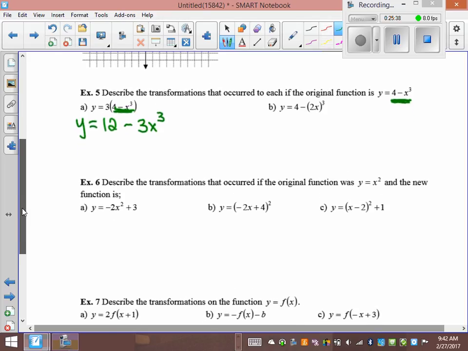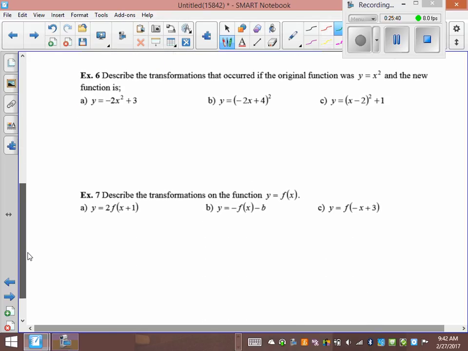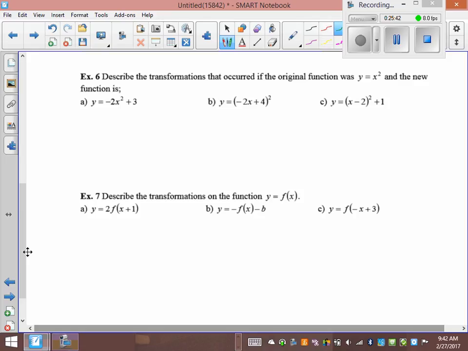So this is where we start combining them. So let's look at this. Describe the transformations that occurred if the original function was y equals x squared. So basic function. I don't have any vertical translations, anything on it, just basic function. So what's changed? This -2 in front and this 3. Okay, so let's start with stretches, then reflections, then translations. Are there any stretches? Are there any numbers sitting out in front?